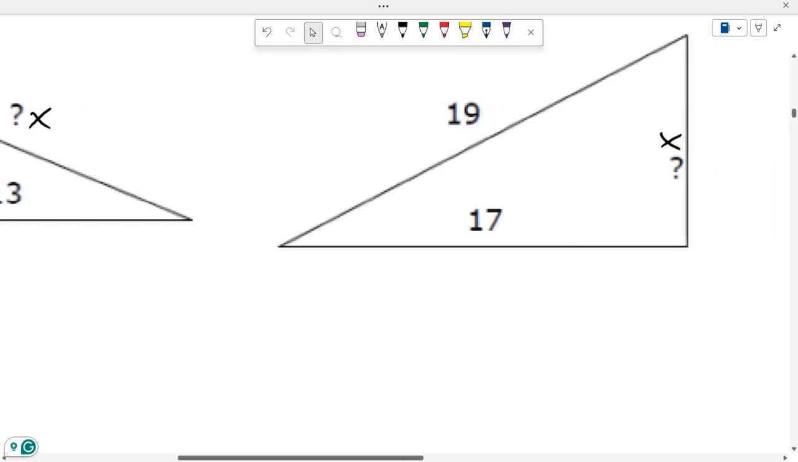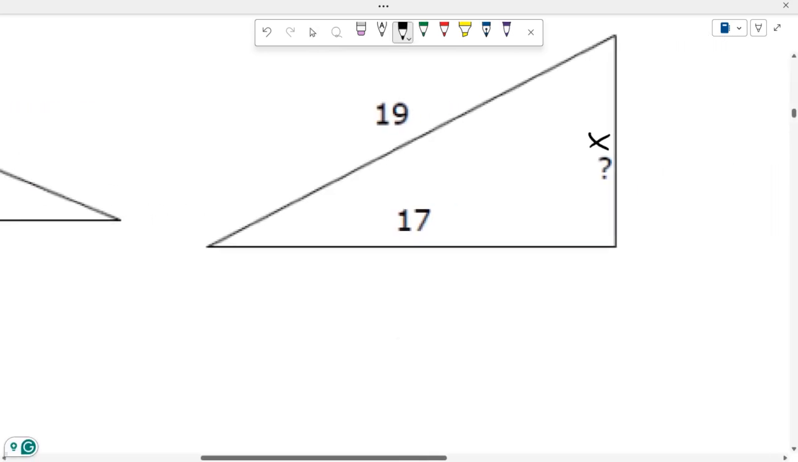We'll go across. All right. Pythagorean theorem, as always, says that the sum of the squares of the legs. Now notice this time 17 and x are my legs, and that we're given the hypotenuse. So this is a little bit different.